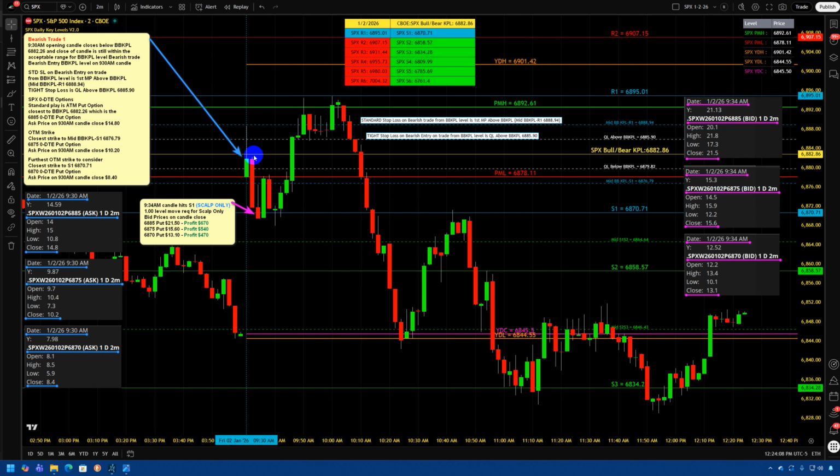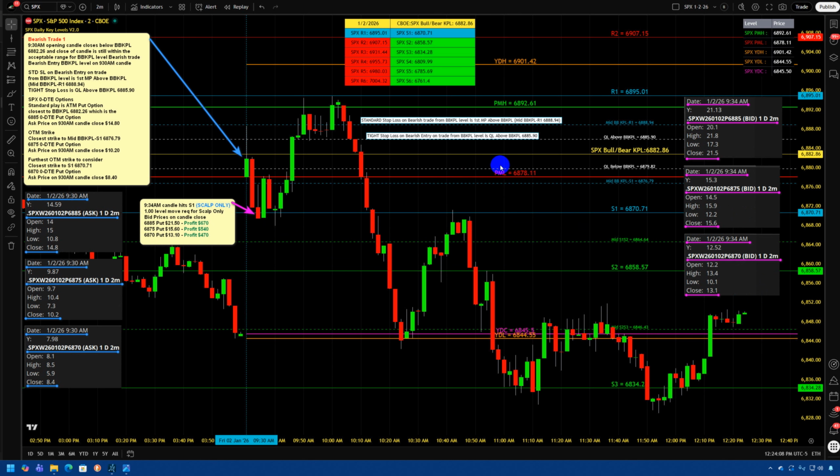1 level is calculated as the level you're taking the trade from, direction you're taking the trade, 1 level below that, S1. The 68.85 put, the bid on the candle close, $21.50, profit $670 per option. The 68.75 put, 15.60 bid on the candle close, profit $540 per option. The furthest out of the money, 68.70, $13.10 on the bid on the candle close, profit $470.